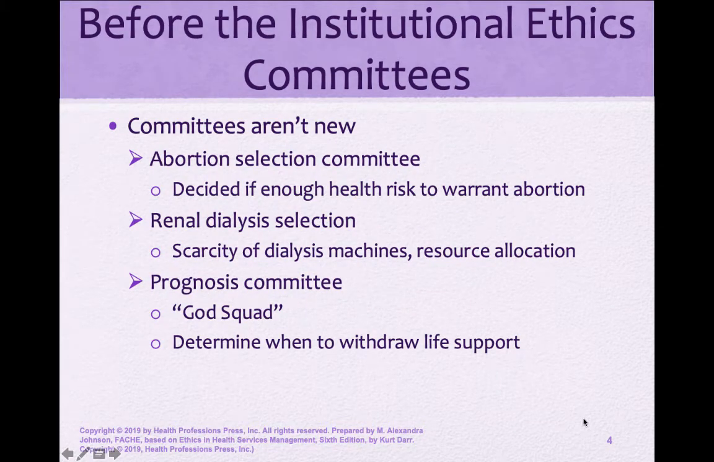So prior to these very specific committees that most every organization will have, there were all sorts of different types of committees. Abortion selection committee, if there was enough health risk to warrant an abortion, back prior to being able to do those things electively. Renal dialysis selection committees. So this was about resource allocation and distributive justice. Who gets the machines? There aren't enough for everybody. Those types of things.